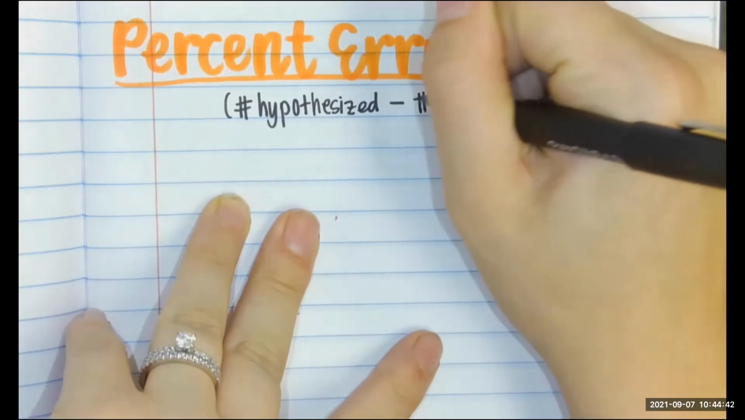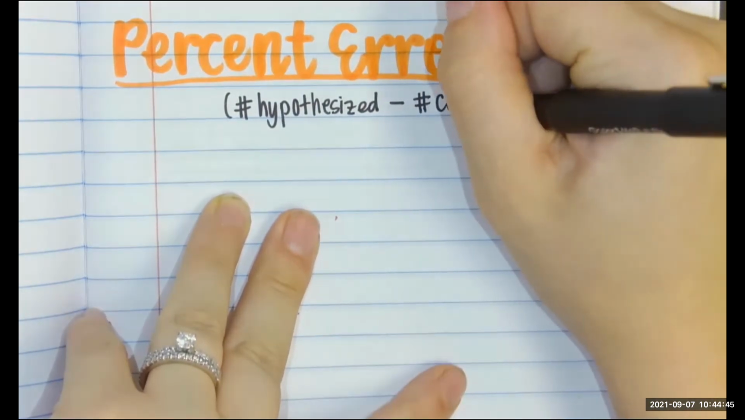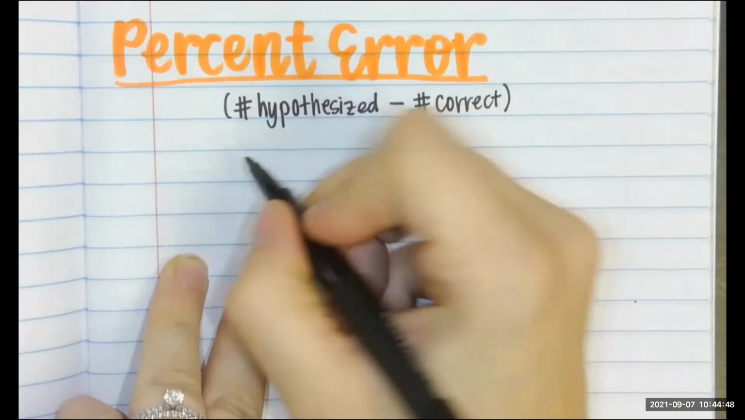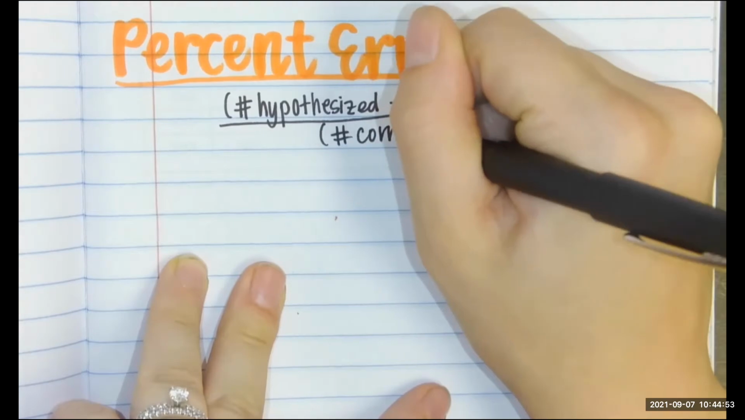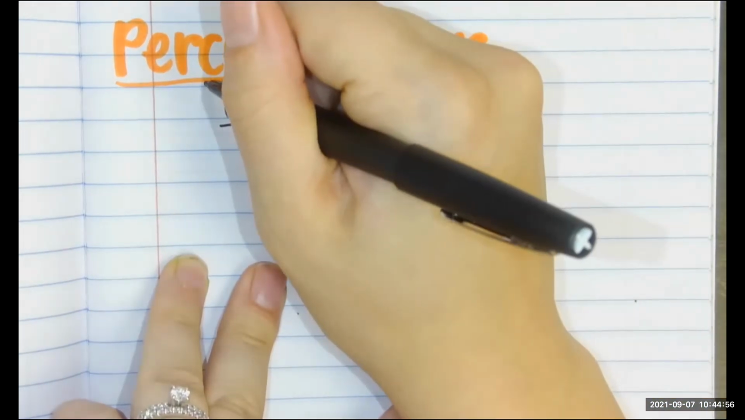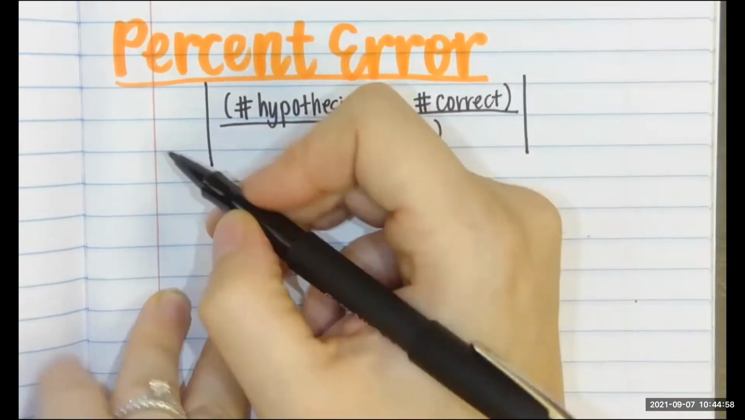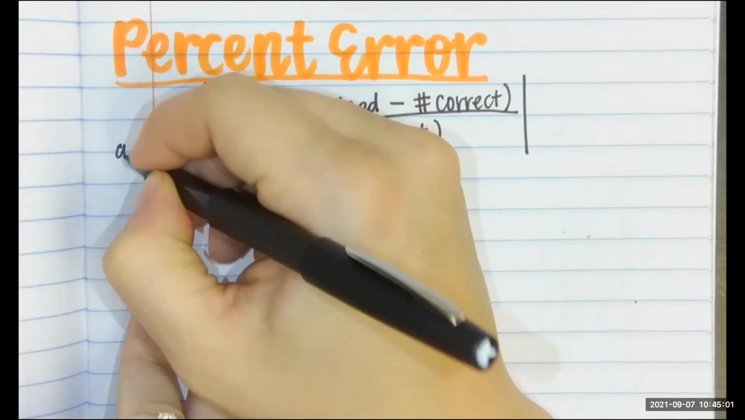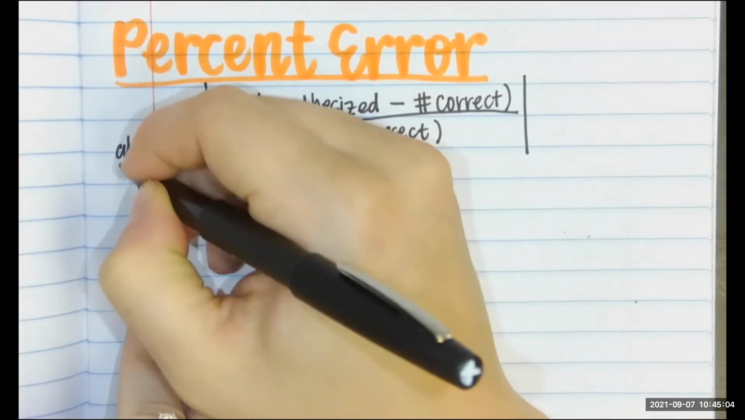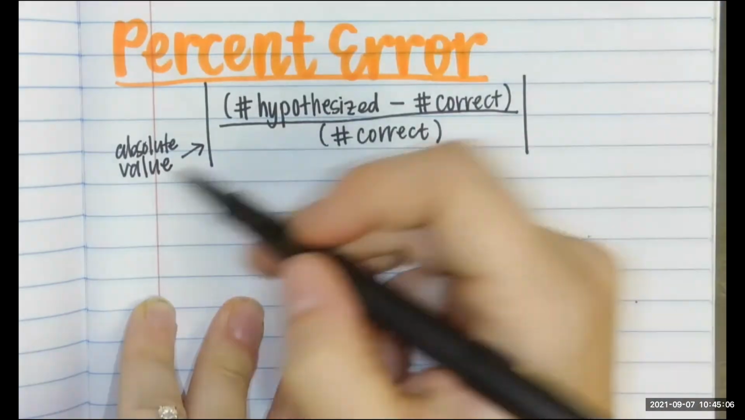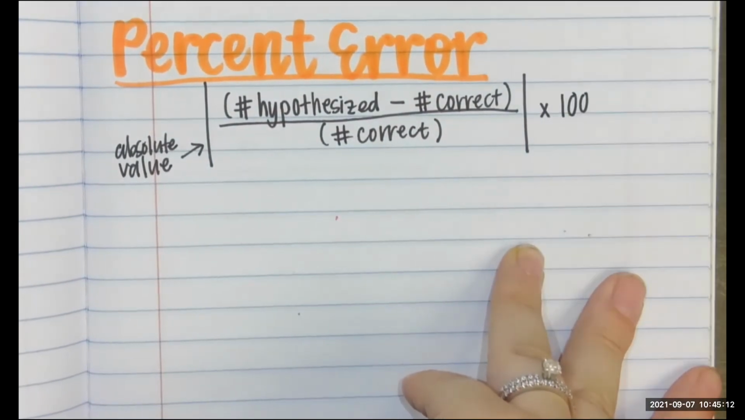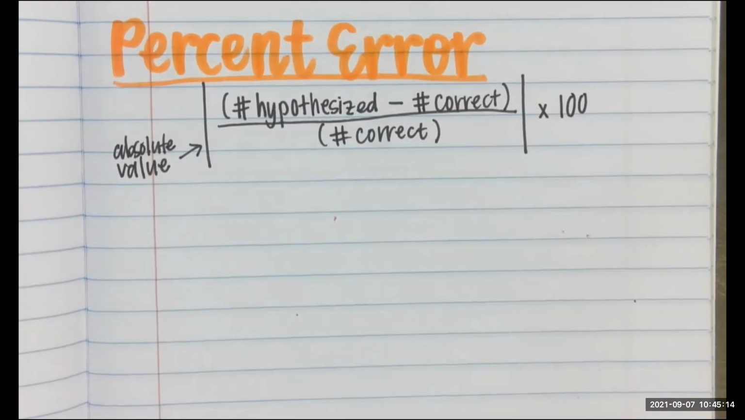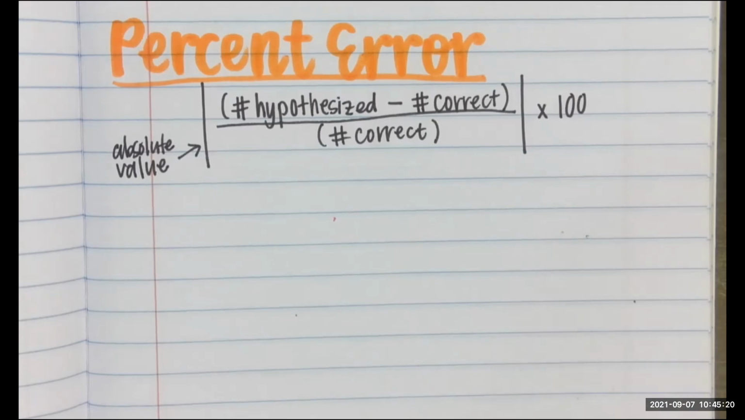Number hypothesized minus number correct, divided by the number correct. Put all of this in absolute value signs, meaning that if you get a negative number, just get rid of the negative because we want it to be positive. And times the whole thing by 100. That's our formula. I'm going to elaborate a little bit on this.